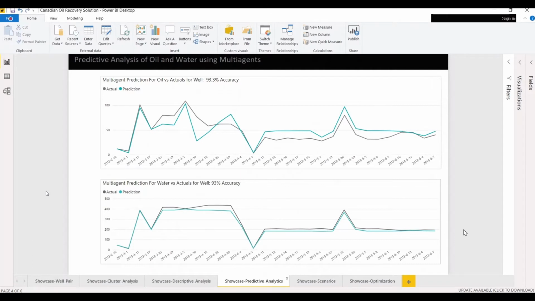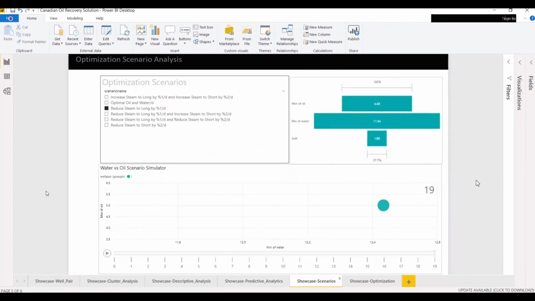The other screen that we show is optimization scenario. So what we want to, again, do is really help the oil producer determine what combinations of input parameters are likely to lead to maximum oil production and minimum water production. This is similar to what-if analysis. So in this particular screen, we have 6 scenarios.